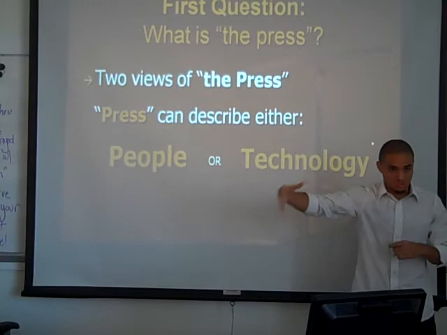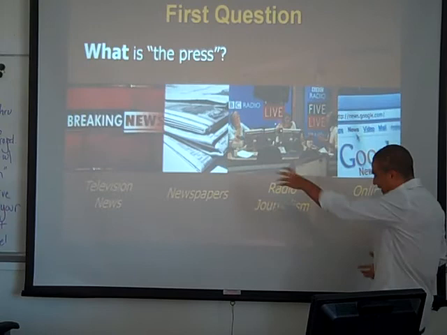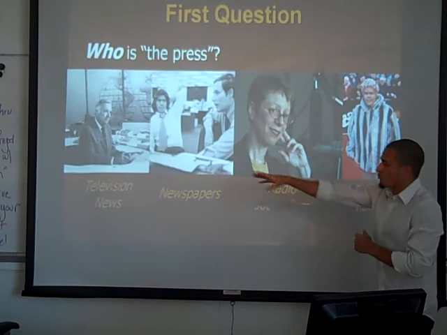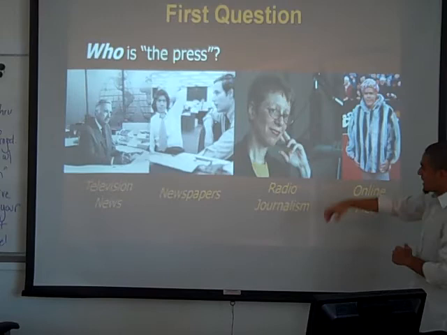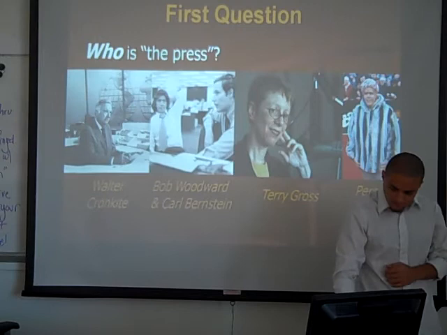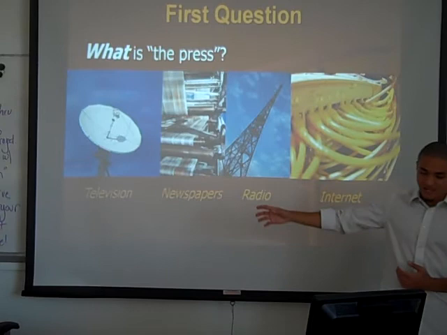So we talked about what is the press. And we said right now the press is television news, it's newspapers, it's radio journalists, it's online media. And we can look at the people that produce that. It's Walter Cronkite, it's Woodward and Bernstein, it's Terry Gross, it's Perez Hilton. It's bloggers, radio interviewers, newspaper reporters, television anchors. Those are the people of the press. Or we can also say the press is the technology itself: television satellites, radio towers, internet cables, or printing presses. Remember, it's a technology.